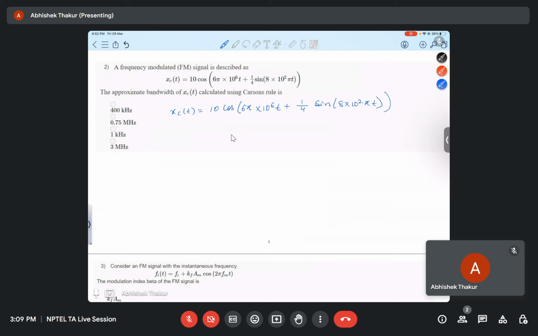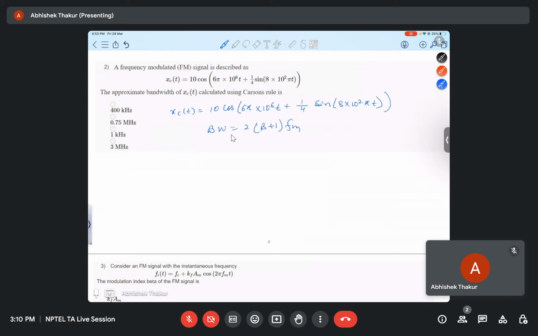So this is given. Now the bandwidth of the FM signal, using the Carson rule, is 2 times beta plus 1, into fm. So this is the Carson rule, which is given by this formula.